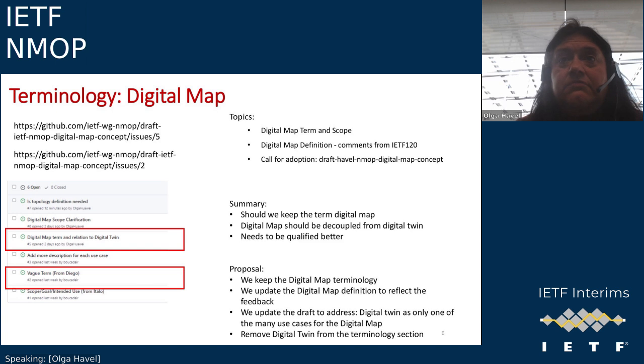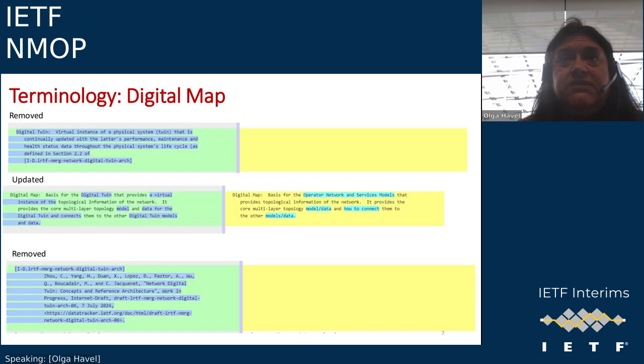We removed digital twin definitions. So this is really the terminology part of the draft. Digital twin was removed. Digital map definition was updated, and the reference to digital twin architecture was removed, so that there is no reference to that one, because that was also one of the comments, because it's NMRG and this is IETF. Should it go that way?